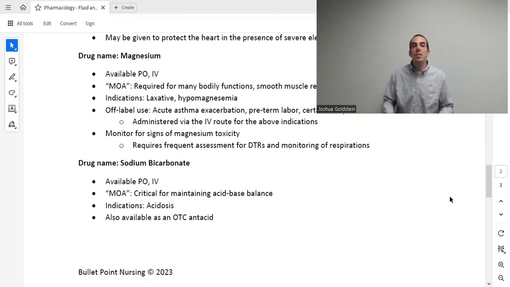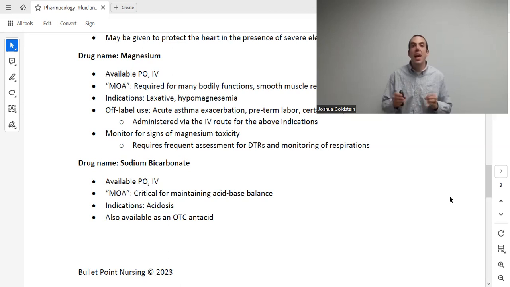What do we use it for? Obviously, we give a patient magnesium if they have a low magnesium level. Magnesium is also used as a laxative. It is used off label for a few different things. It's used for acute asthma. It's used for preterm labor. And I want to be clear that when it's used for these things, it is given via an IV infusion. Okay, when magnesium is used for any of these in-hospital settings, it is given via an IV infusion.